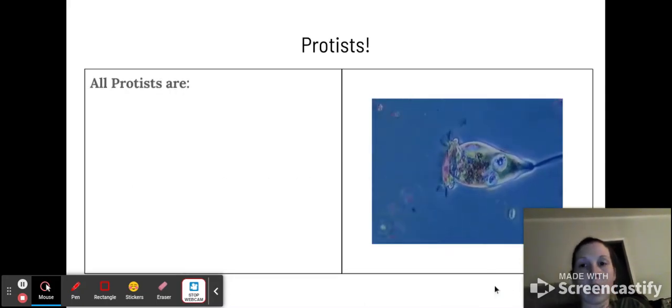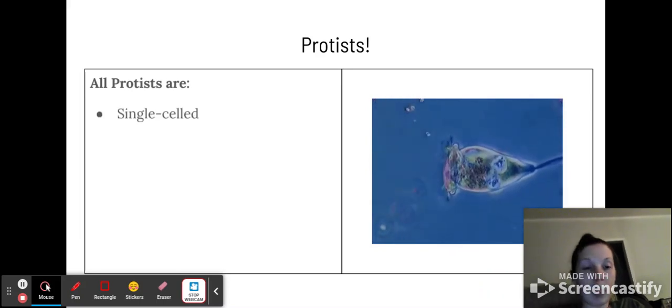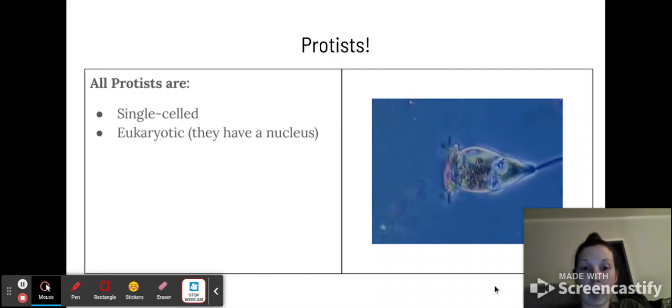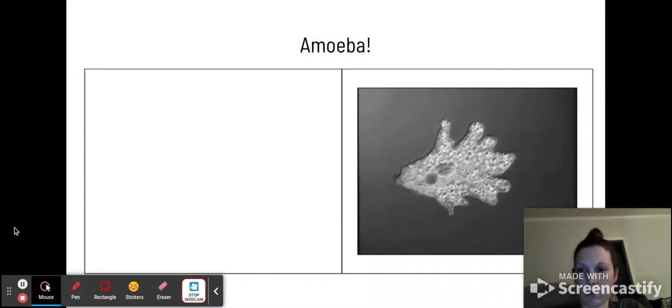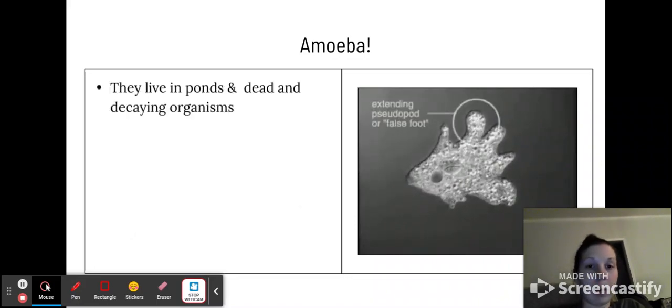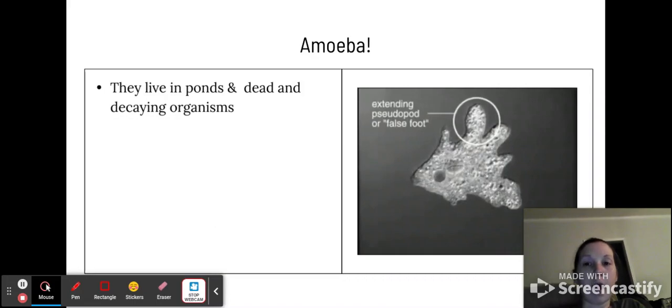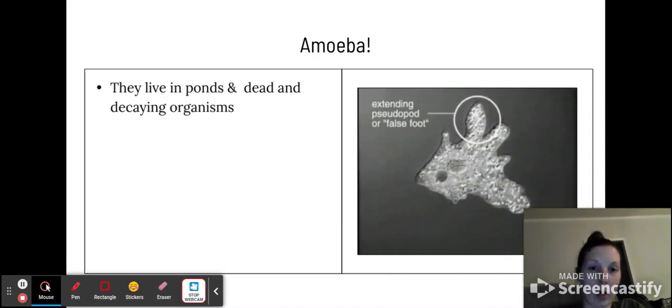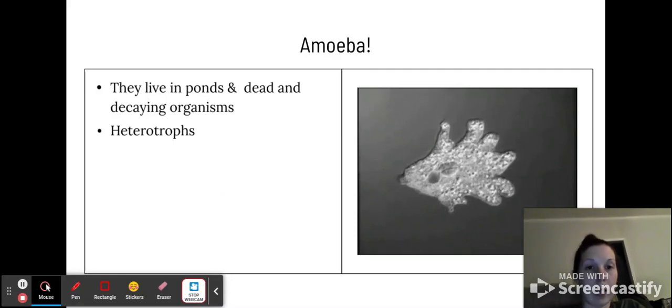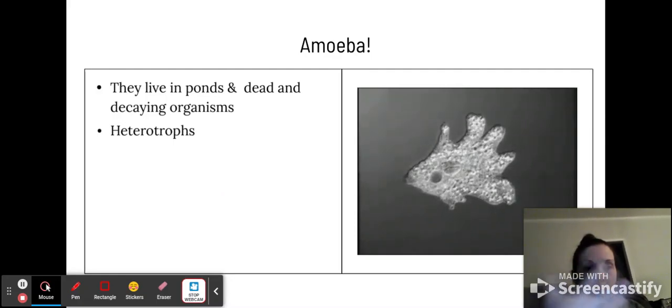Protists are single-celled organisms. They are eukaryotic, so they do have a nucleus, even though they are single-celled. And our first one that we look at is an amoeba. An amoeba lives in ponds or dead and decaying organisms. They are heterotrophs, which means they eat other things.